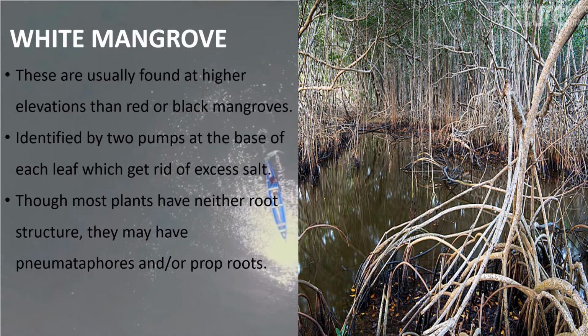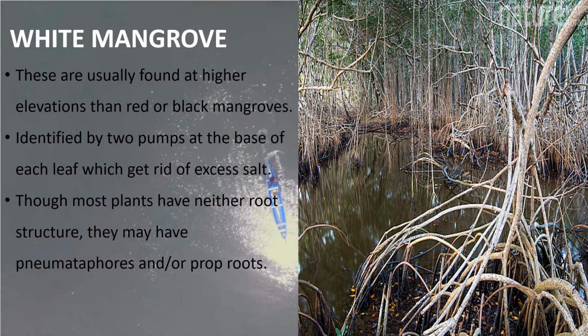They are easily identified by two pumps at the base of each leaf, which gets rid of excess salt. White mangrove may have pneumatophores and or prop roots depending on how much the soil is soaked with water. Most plants have neither root structure.